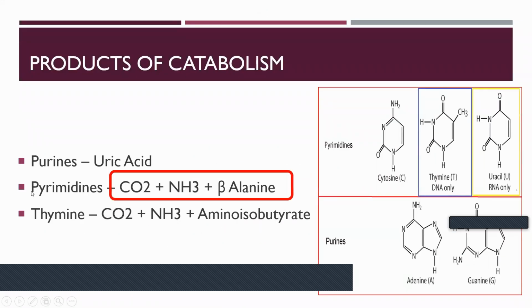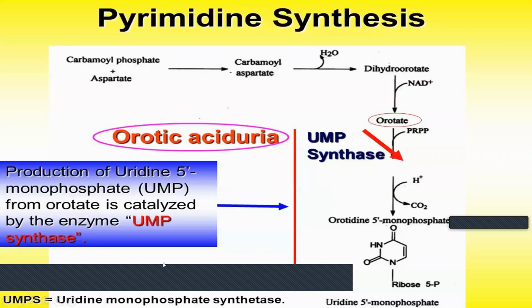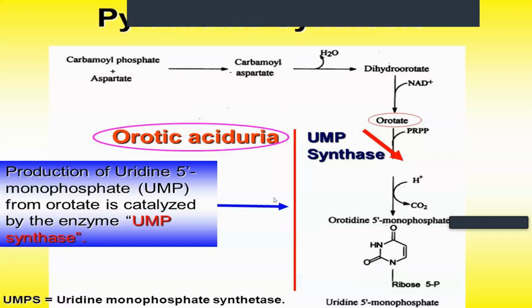Again I have shown that in pyrimidines we had mentioned carbon dioxide, ammonia and beta alanine. Now, in pyrimidine synthesis also, there is one disease which we are going to talk about. Again, a disease, I want you all to be excited that we are going to read about a disease. The disease is called orotic aciduria, right?